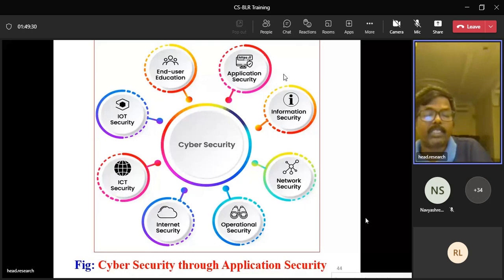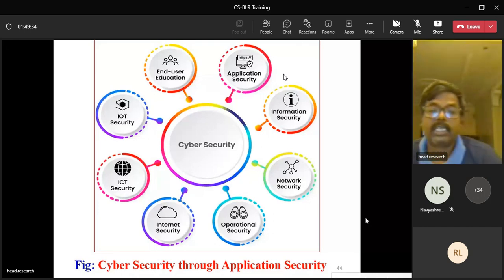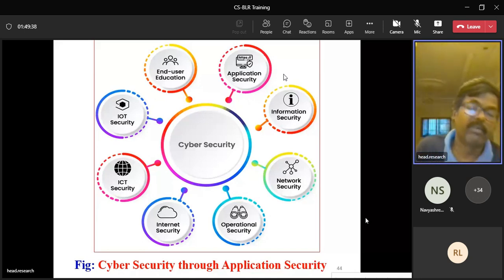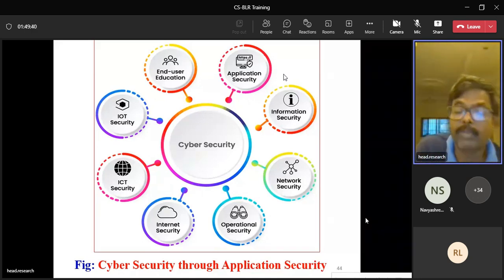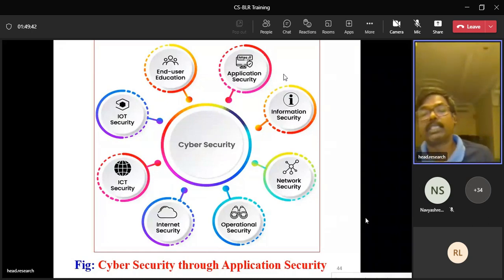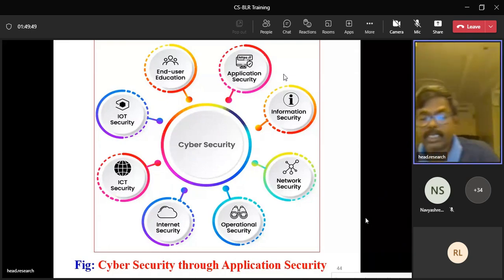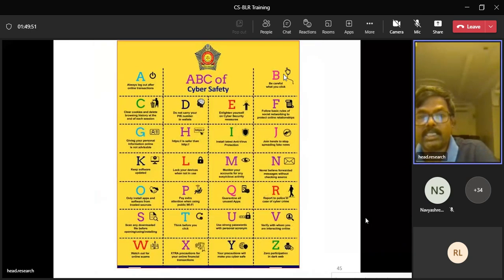So Canvas, Moodle Cloud, best example for ICT. Internet security. At the internet level, what type of security are we using? Operation security, whether we are using creation, deletion, display, sorting, searching, update, etc. So the remaining I have explained. And this is the ABC of cyber security.